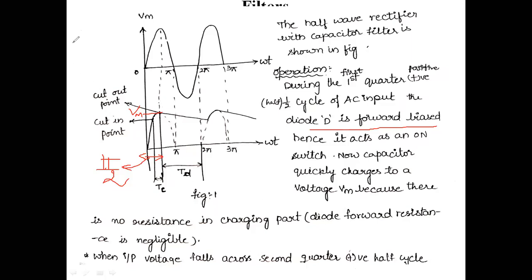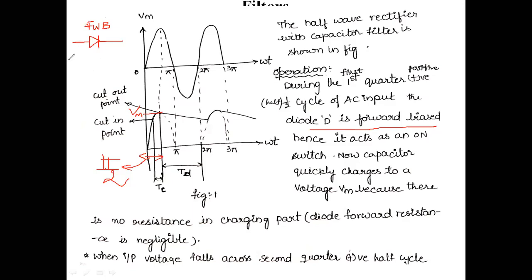When it is in forward bias condition, the flow of current is maximum. Therefore the resistance across this is negligible here. The flow of current is high, therefore the resistance is negligible, and no resistance takes place across the diode while it is charging.